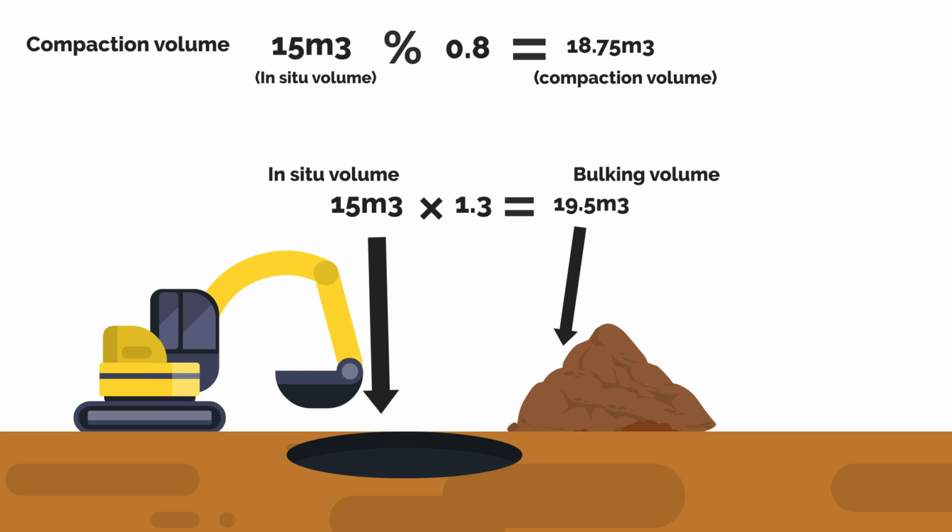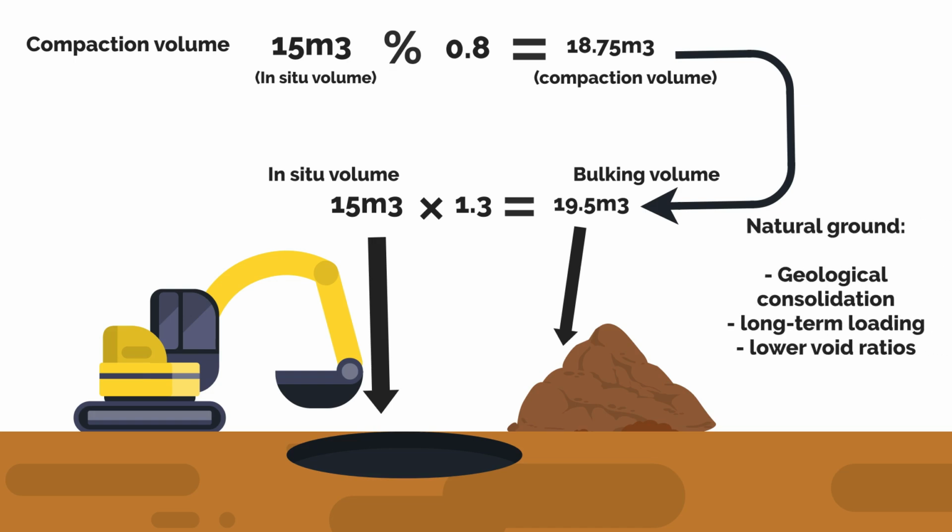You'll notice that the volume required to fill the hole after compaction is different to the volume of excavated material. This is because bulking and compaction are not the inverse of each other, a mistake some people make. Natural ground has geological consolidation, long-term loading, and lower void ratios than site compacted material. Therefore, even well-compacted material rarely returns to its original in situ density.